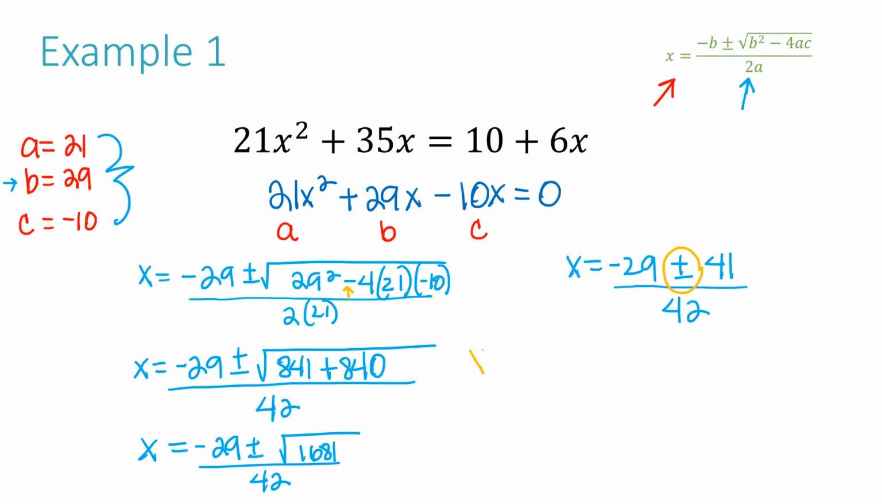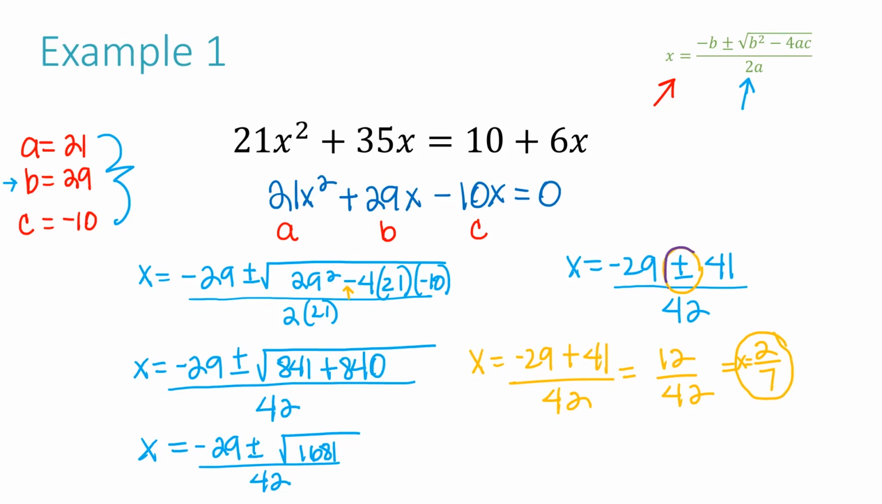I have x equals negative 29 plus 41 over 42. When I simplify that, I get 12 over 42. And then I can simplify again and I end up with 2 over 7. So this means x equals 2 over 7.